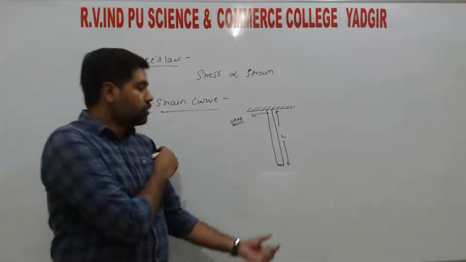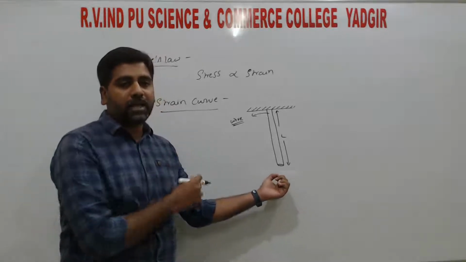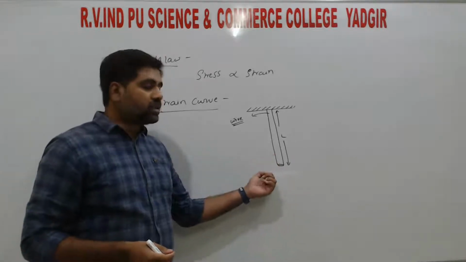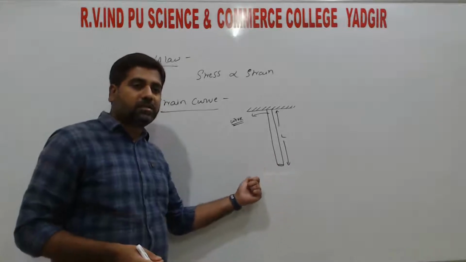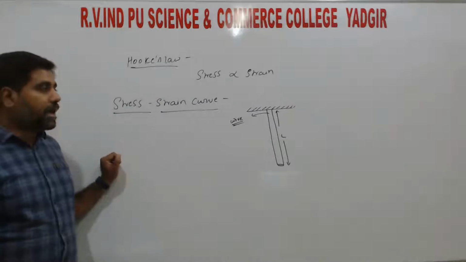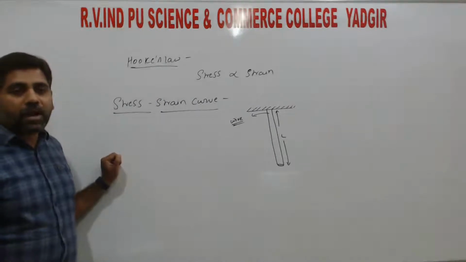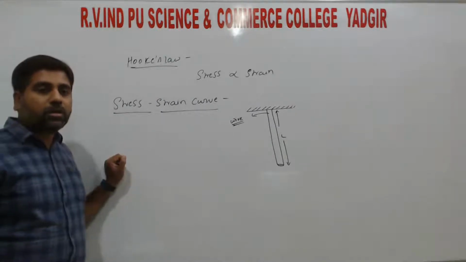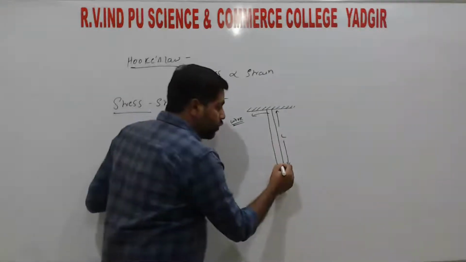Here onto this wire we are applying the tensile stress. So what is tensile stress? Tensile stress is a type of normal stress. That means we are applying the load or force to the area of cross section perpendicularly.